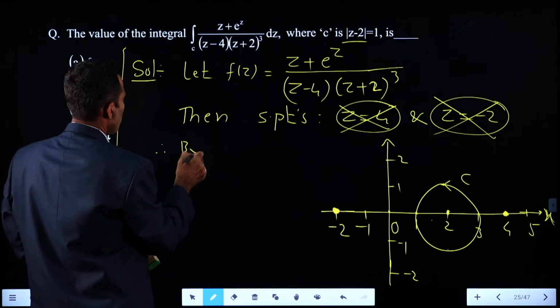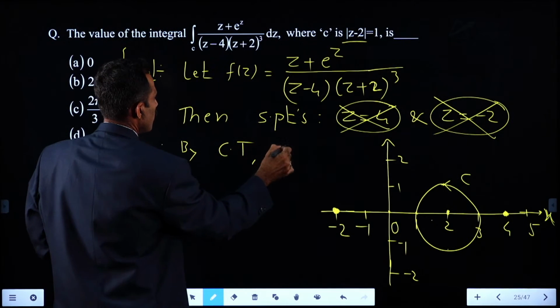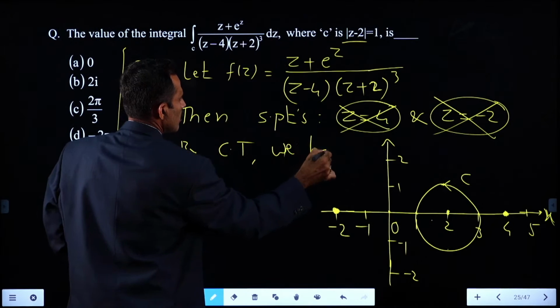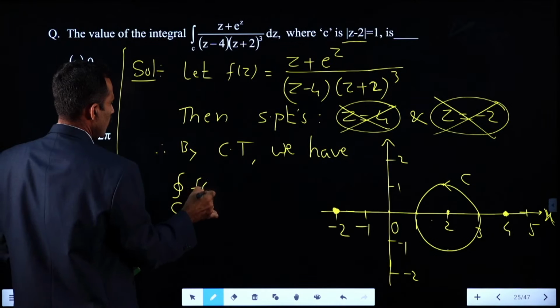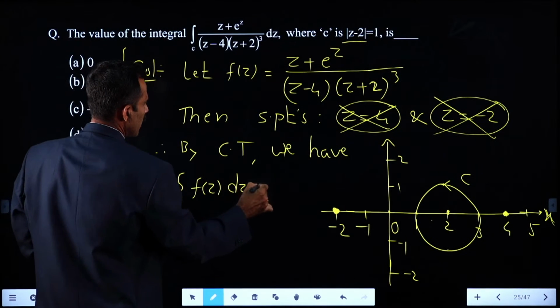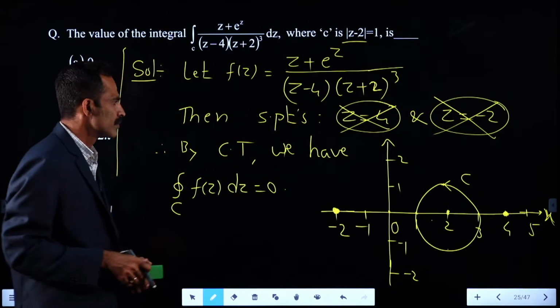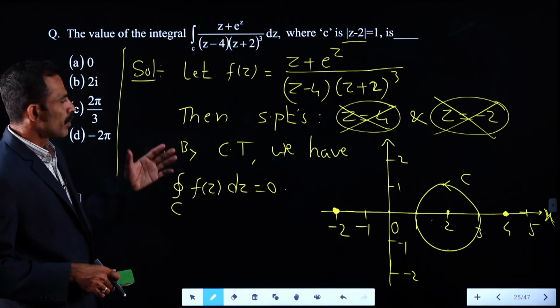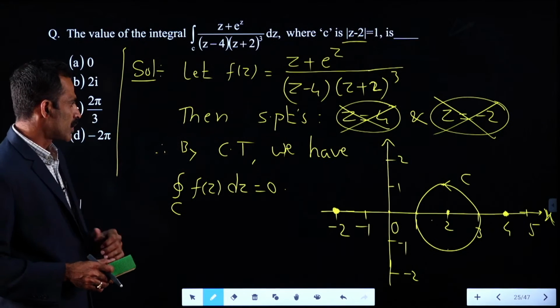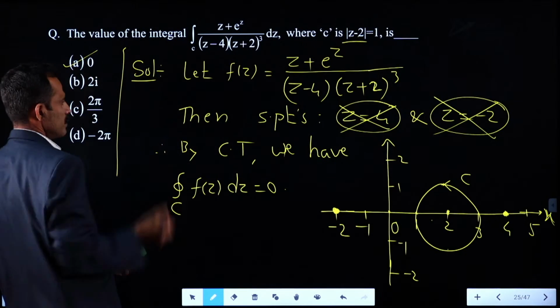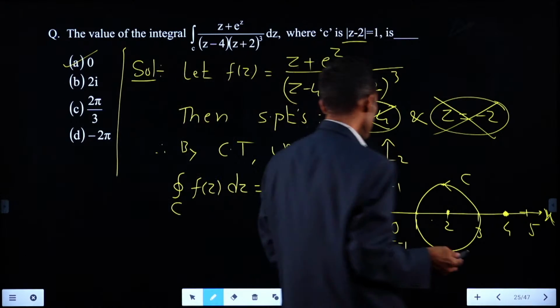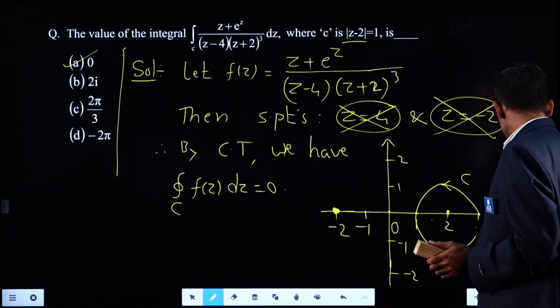Therefore, by Cauchy's theorem, we have the integral over C of f of z dz equal to 0. So like this, we can do the problem with a step-by-step procedure. So the answer is A. Let us go to the next problem.